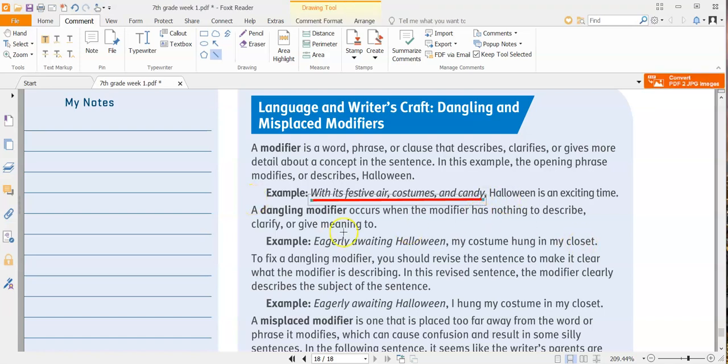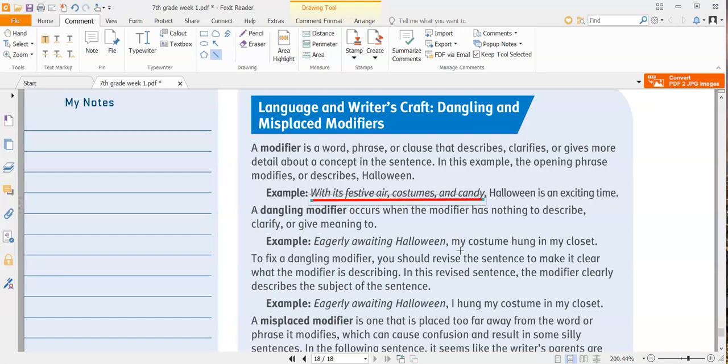So then a dangling modifier occurs when the modifier has nothing to describe, clarify, or give meaning to. Eagerly awaiting Halloween, my costume hung in the closet. So the reason this is kind of weird is because eagerly awaiting Halloween in this position would be describing your costume, but your costume can't eagerly await Halloween because it doesn't have a brain.